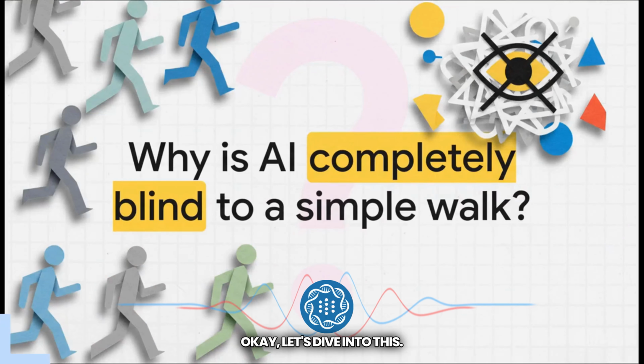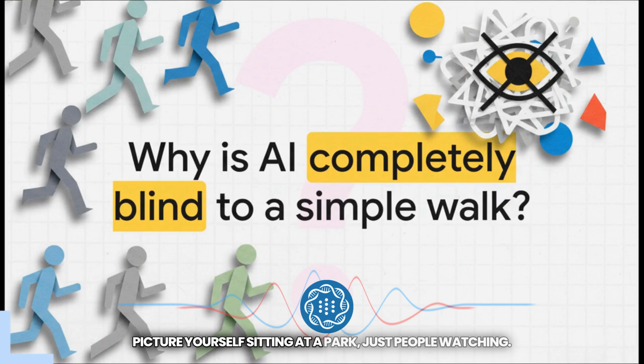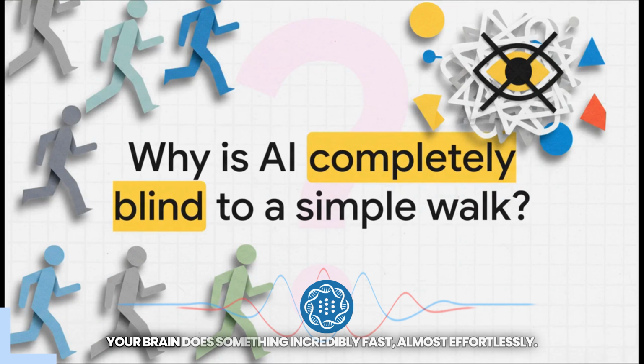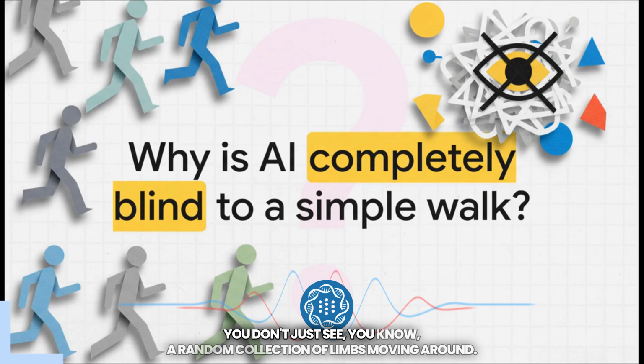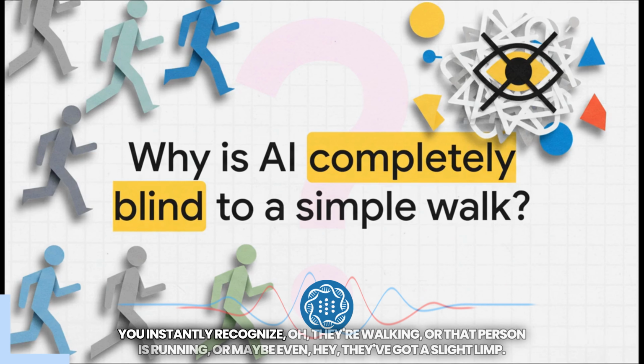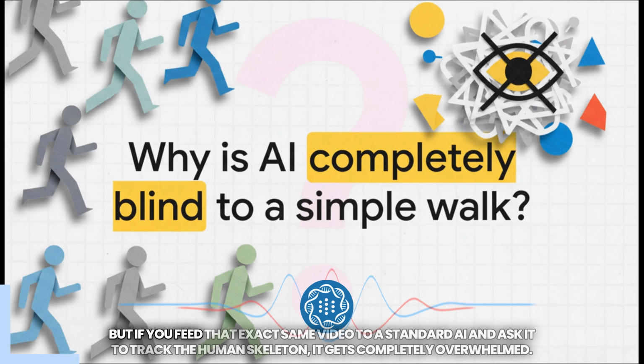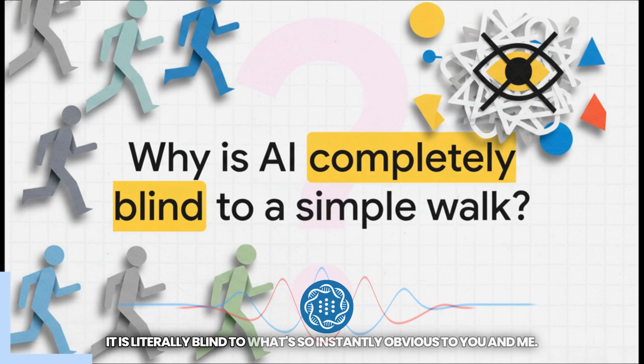Okay, let's dive into this. Picture yourself sitting at a park, just people watching. Your brain does something incredibly fast, almost effortlessly. You don't just see a random collection of limbs moving around. You instantly recognize, oh, they're walking, or that person is running, or maybe even, hey, they've got a slight limp. But if you feed that exact same video to a standard AI and ask it to track the human skeleton, it gets completely overwhelmed. It is literally blind to what's so instantly obvious to you and me.